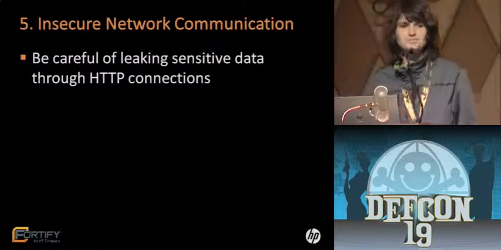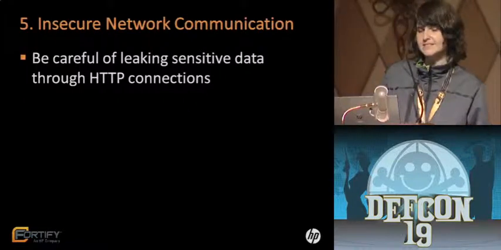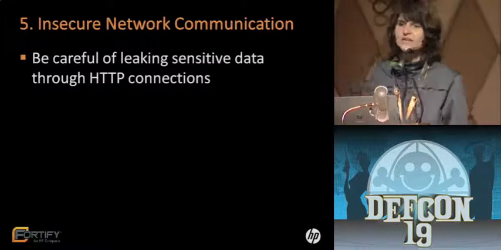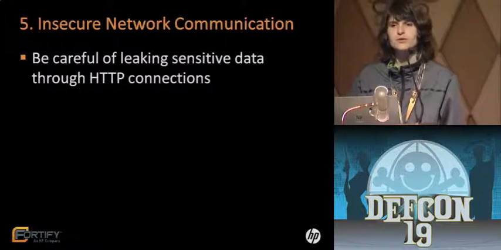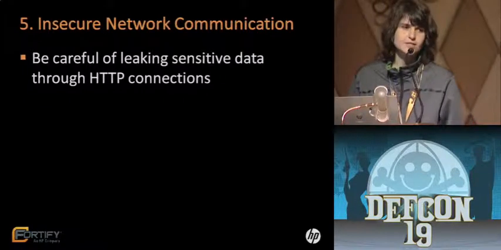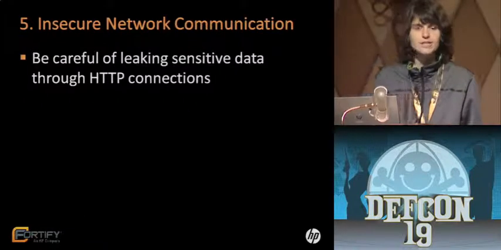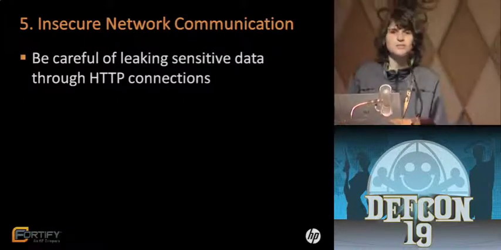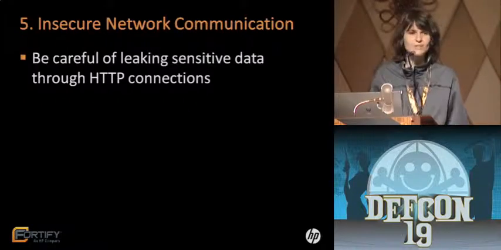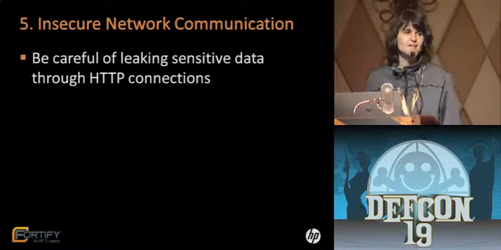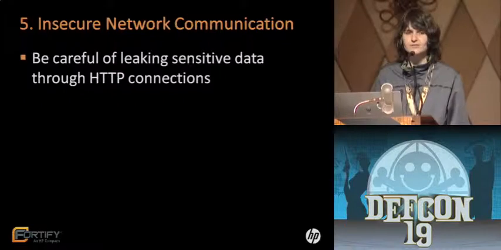So the security vulnerability number 5 that we think developers can make is insecure network communication. Basically, just like in the case of insecure storage, what we're worried about is leaking sensitive data. Only in the case of insecure storage, we're leaking the sensitive data onto an SD card. In the case of insecure network communication, we're looking at it over HTTP. And obviously, this is not anything new. This is not a vulnerability specific to the mobile world or specific to Android.